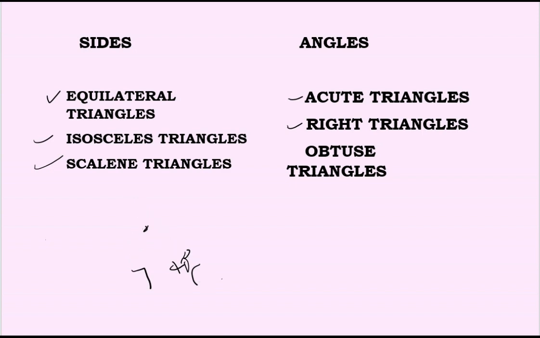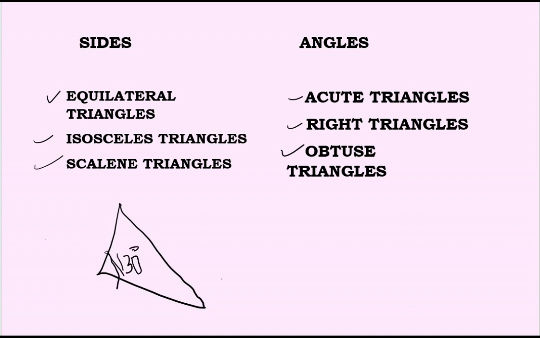For the last one, the obtuse triangle, one of its angles is greater than 90 degrees. So let's say we have this triangle. If this is 130 degrees, this will be 20 degrees, and this will be 30 degrees, making 180 degrees. So exactly one out of its three angles is greater than 90 degrees. That's obtuse triangles.